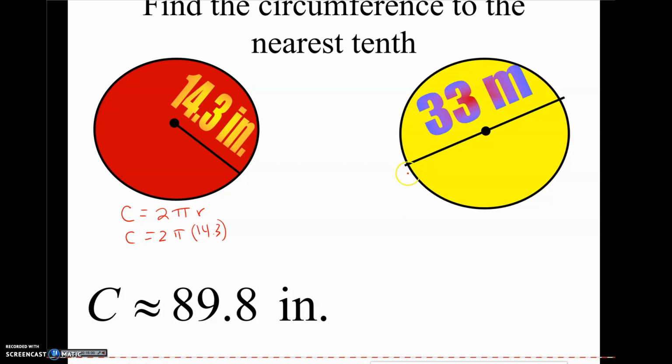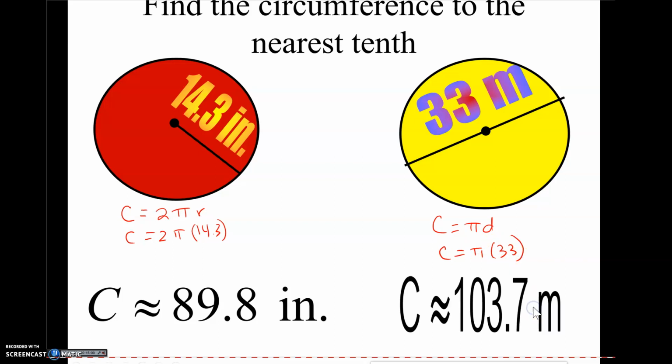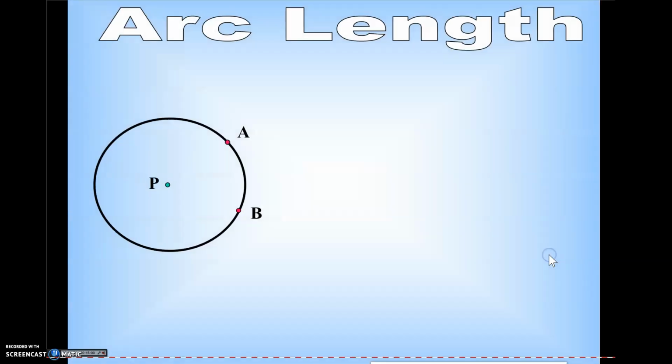For the second one, they're giving you your diameter going all the way across. So your circumference is going to be equal to, in this case, pi d. Circumference is equal to pi times diameter, which is 33. Put that into your calculator using the pi button, and you should get approximately 103.7. All right, so that's circumference. Pretty easy. We should know our circumference formula.